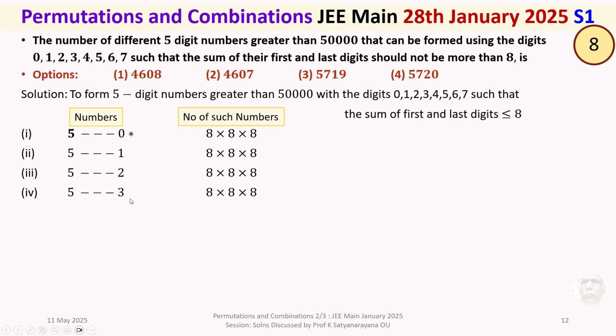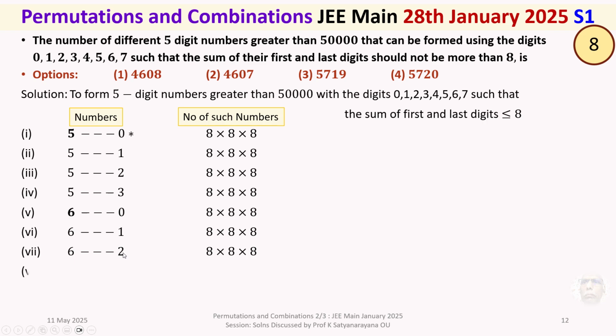Stop there. So the next number that comes is 6. So 6, the last digit 0, 6 plus 0, 6, less than or equal to 8, and 8 into 8 into 8. Now 6 and 1, 6 plus 1, 7, less than or equal to 8, 8 into 8 into 8. 6 and 2, 6 plus 2 is 8, yes, we can take it, 8 into 8 into 8. But we can't take 6 and the last digit 3, 6 plus 3 is 9, which is greater than 8. Therefore, we cannot go further. Stop there.